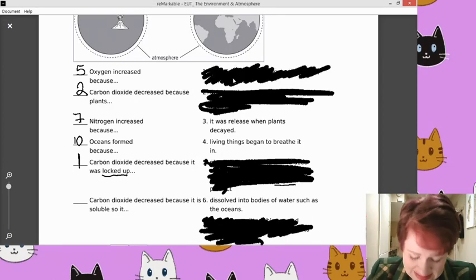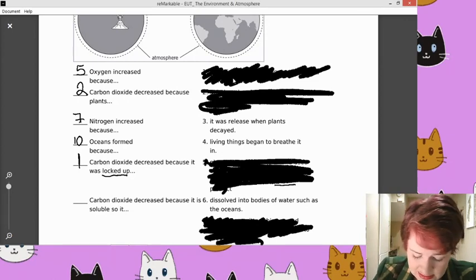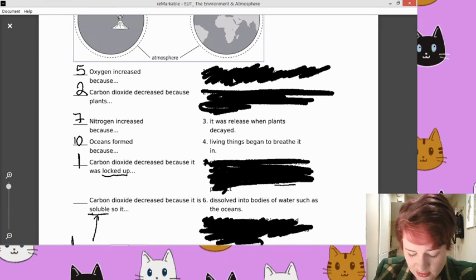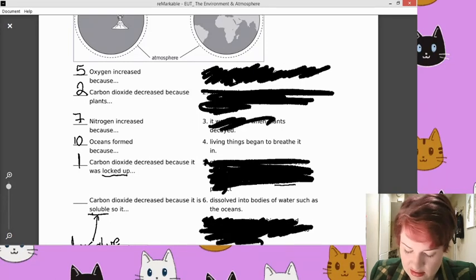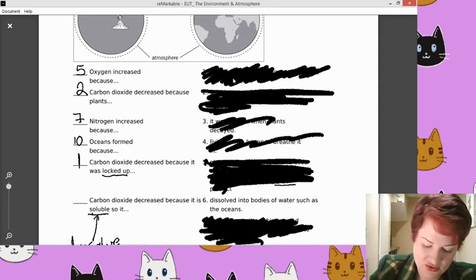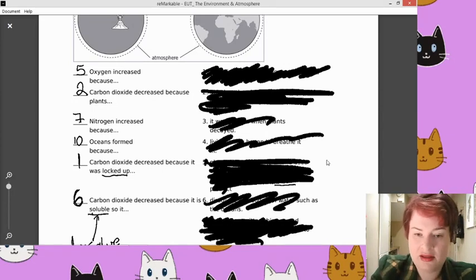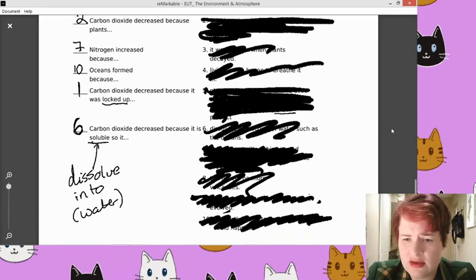Carbon dioxide decreased because it is soluble. Okay, soluble means it can dissolve into specific solutions, usually water. So we need something to do with water there. Let's have a look at the options we've got left over. It was really, yeah, can't be that. Can't be that. Dissolved, there we go, dissolved into bodies of water, such as the oceans. So yeah, that one's going to be number six. And then we've not used number eight because there was no need. Okay, so let's just zoom out there again.